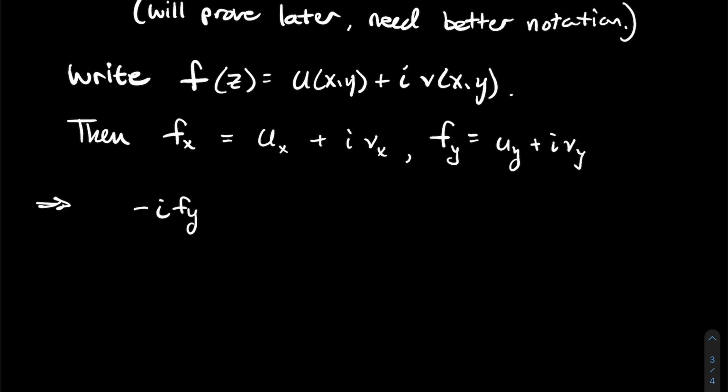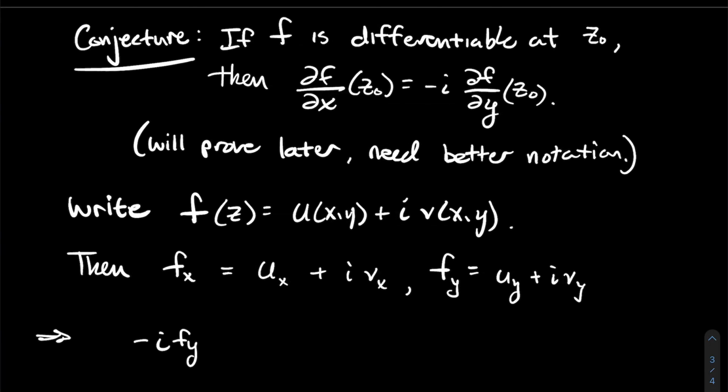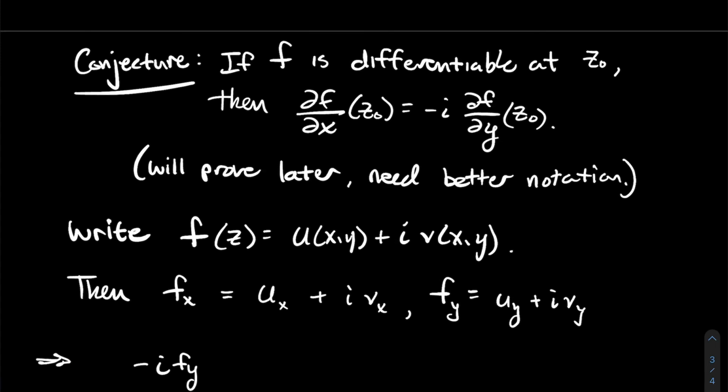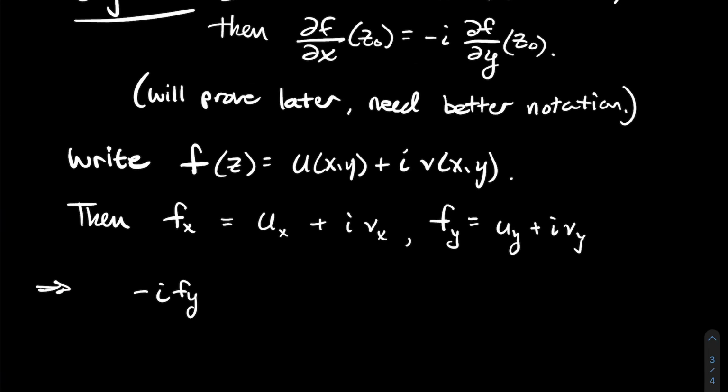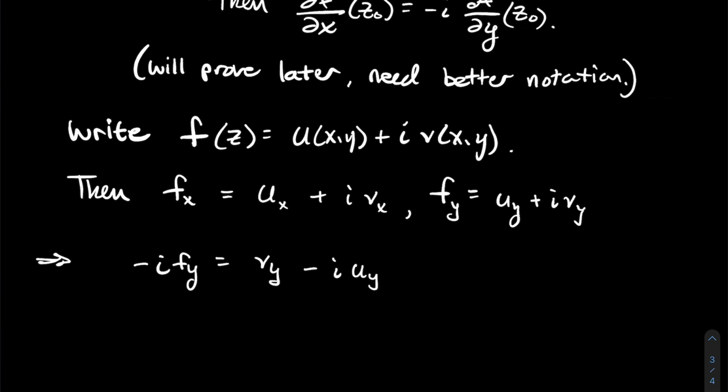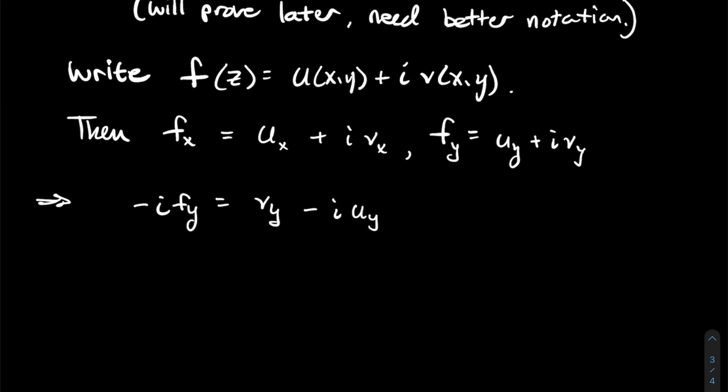All right, so now let's look at our relationship that we uncovered above in that one example that's related to our conjecture here. What if I take the partial with respect to y and I multiply it by negative i? What does that do to u's and v's? And so if I take fy and I multiply it by negative i, and again, you can track through this, you should get vy minus iuy now.